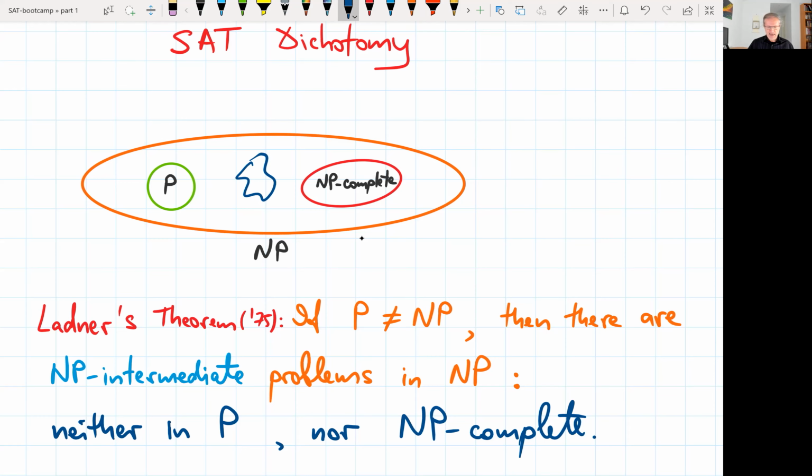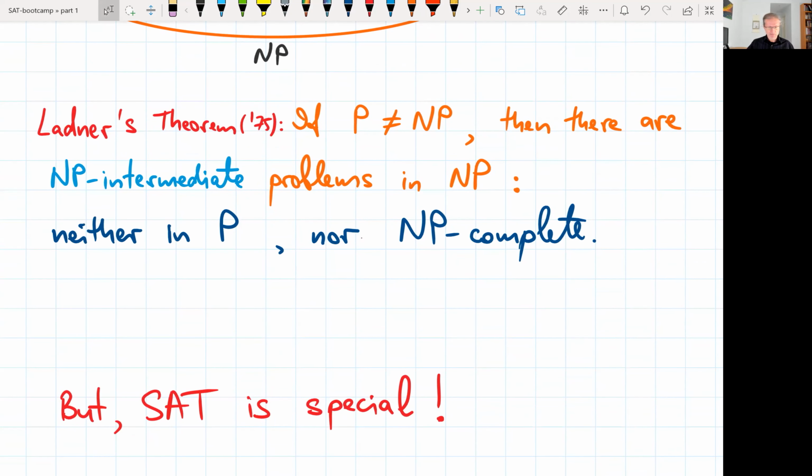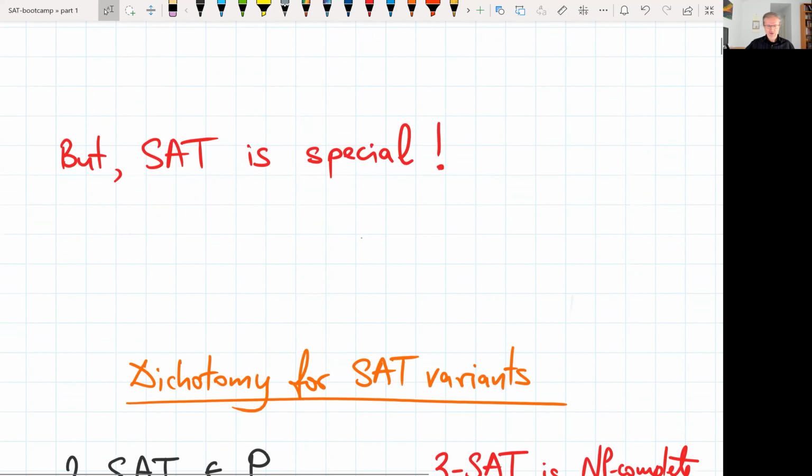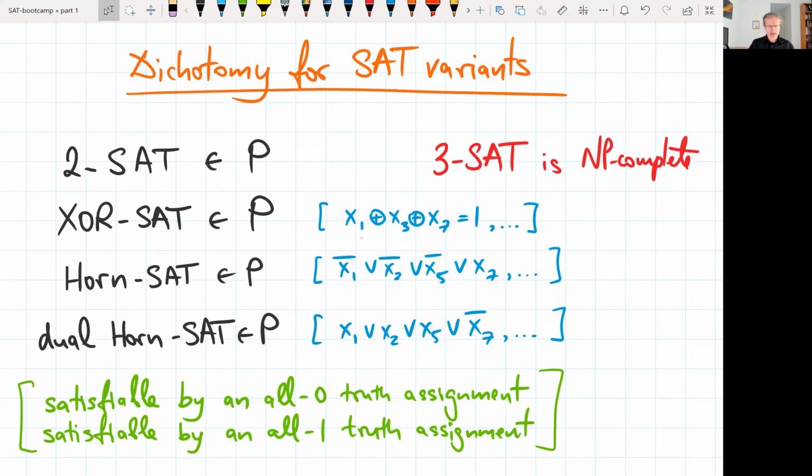But SAT and different variants of SAT seem to be very special. So we don't expect, and we can provably show, that none of the natural SAT variants can be of that intermediate complexity. That was discovered by Schaefer in 1978, and he said, look, there are different SAT variants that you can naturally define, and some of them we have already seen earlier.